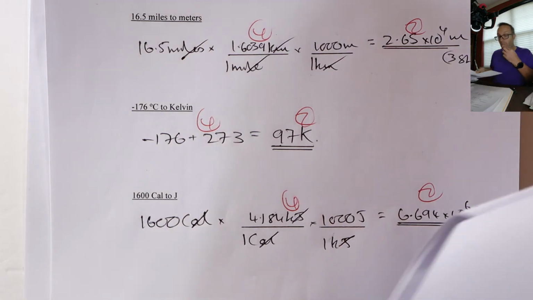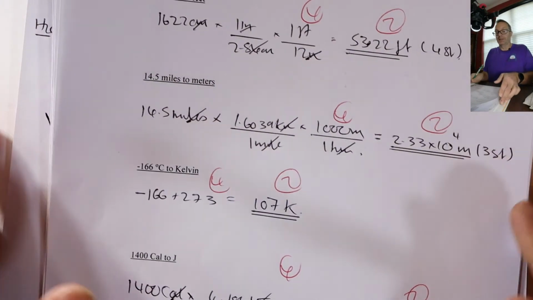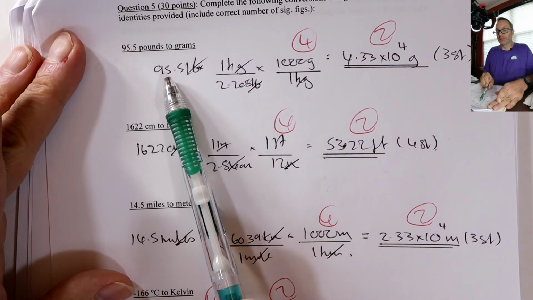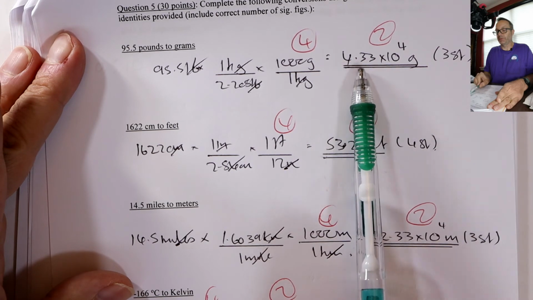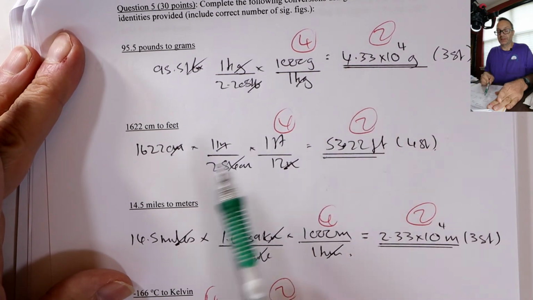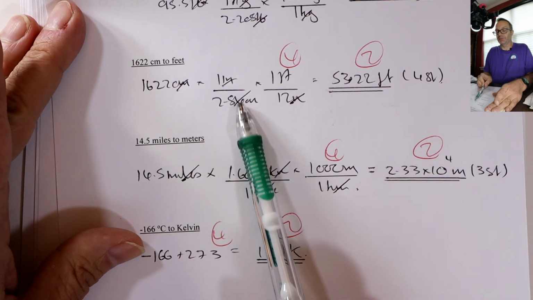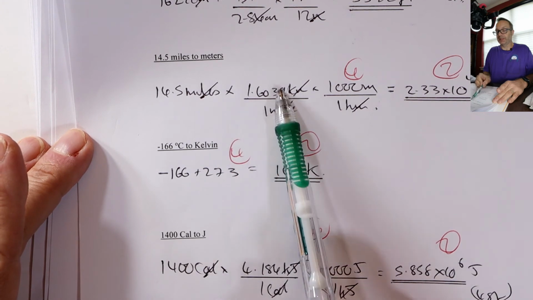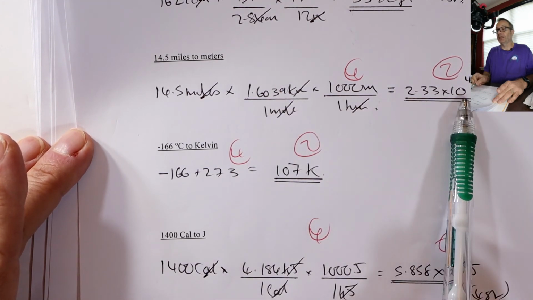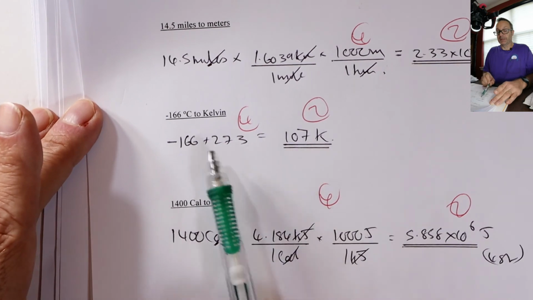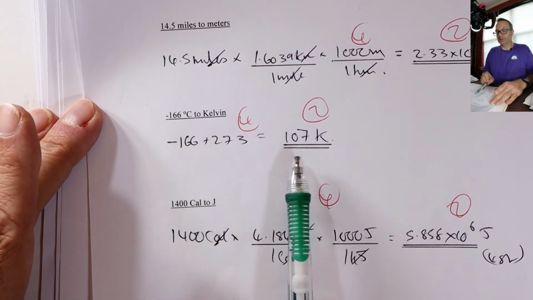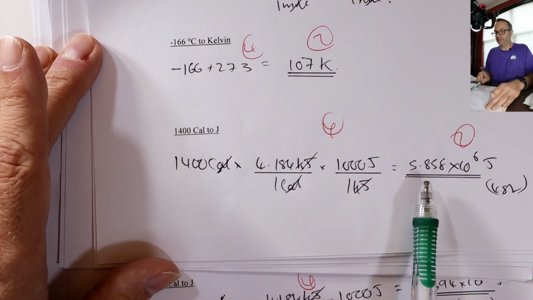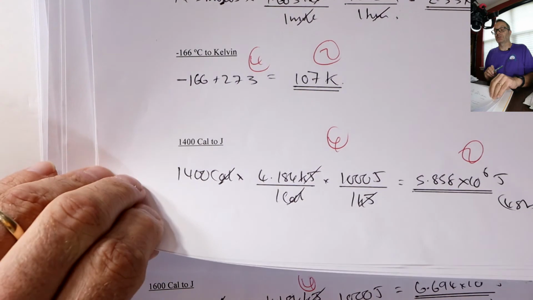Other one. Let's take a peek. A couple of the same, couple different. 95.5 pounds, pounds to kilograms, kilograms to grams, 4.33 times 10 to the 4, 3 sig figs. I think that's the same, 1622, 53.22 feet, 14.5 miles, miles to kilometers, kilometers to meters, 2.33 times 10 to the 4, 3 sig figs. Slightly different temperature, minus 166 is 107 Kelvin, and then 1400 calories is 5.858 times 10 to the 6 joules.